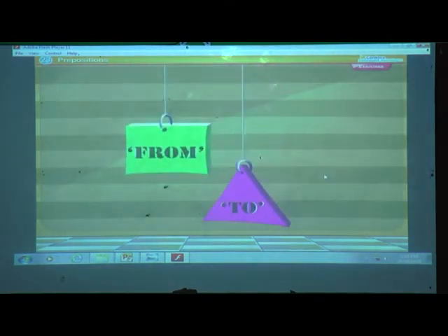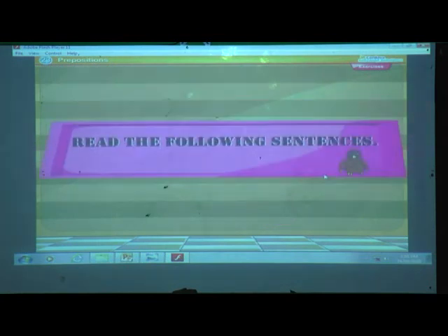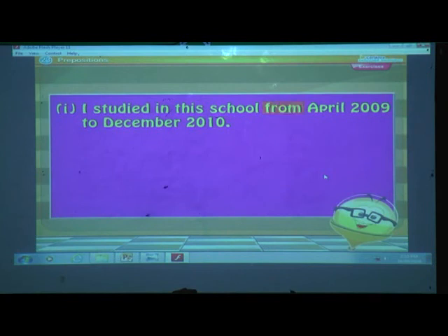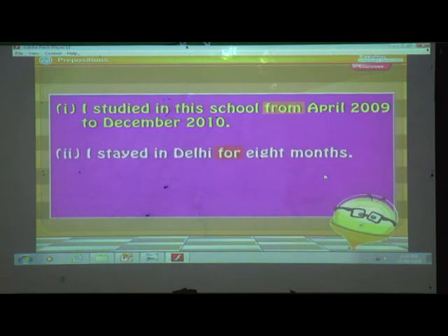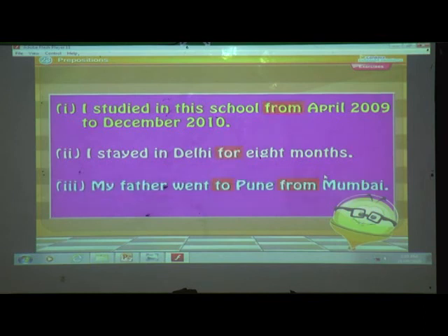From, to, for. Read the following sentences. I studied in this school from April 2009 to December 2010. I stayed in Delhi for 8 months. My father went to Pune from Mumbai.